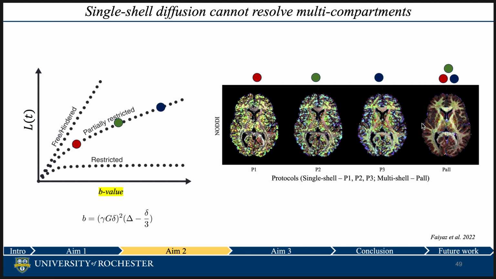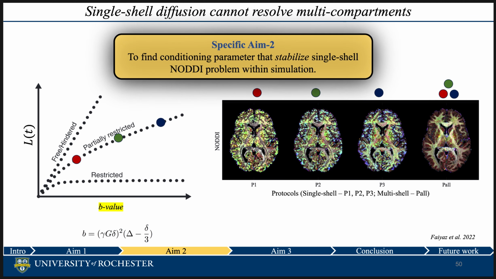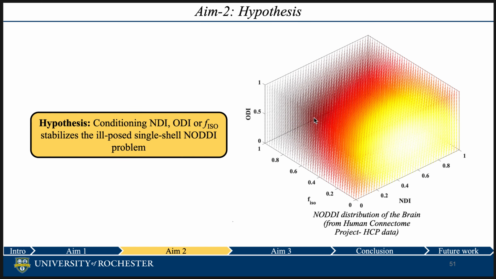I'm not describing the color map here, which I will do very shortly, but what I'm trying to show here is that the single shell results are not really coherent. And this brings us to our specific aim 2, which is to find the conditioning parameter that stabilizes the single shell NODDI problem within the simulation. Our hypothesis was that if we could condition the NDI, ODI, or free water, either of these parameters, this can stabilize the ill-posed single shell NODDI problem.